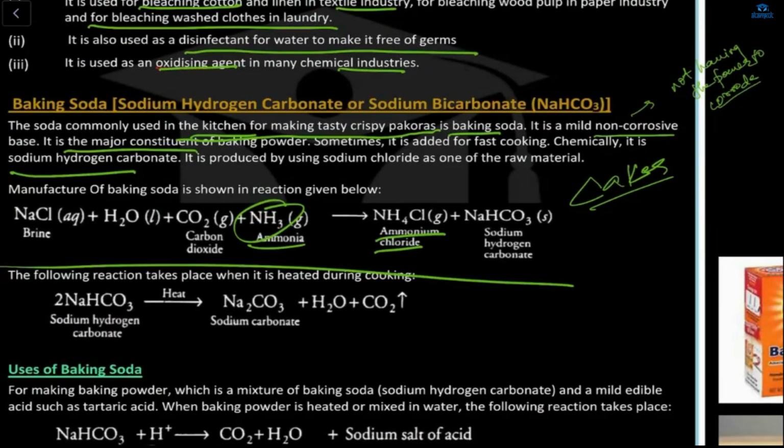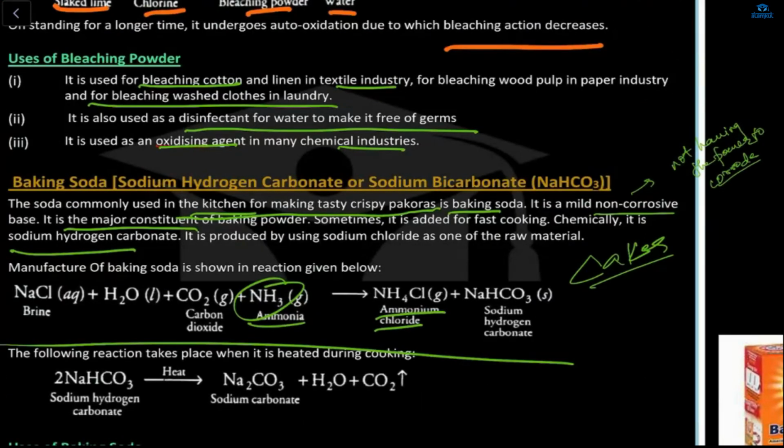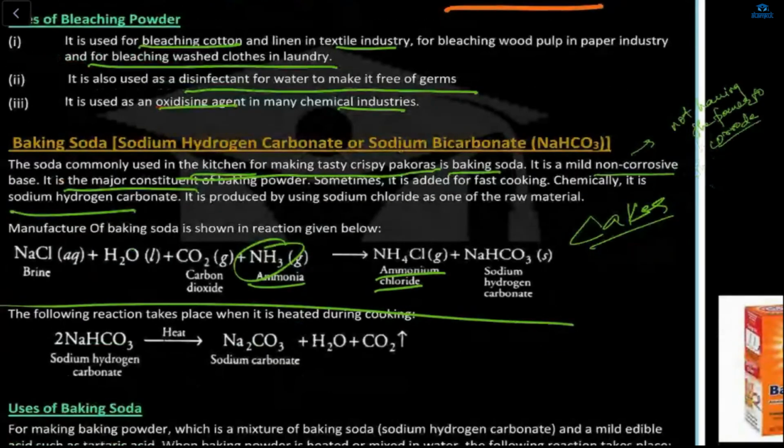Okay, now you tell me the reaction of that one, the bleaching powder. It was very easy. Come on, fast. It's Ca(OH)2 plus chlorine, and it gives CaOCl2 plus H2O. Very good.